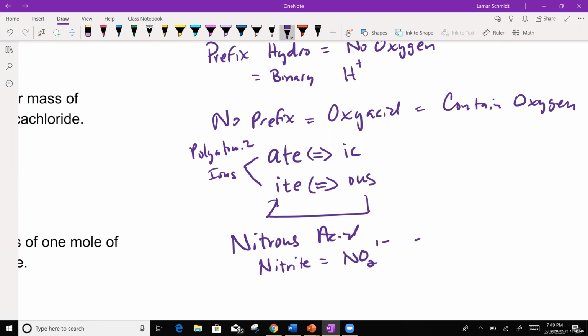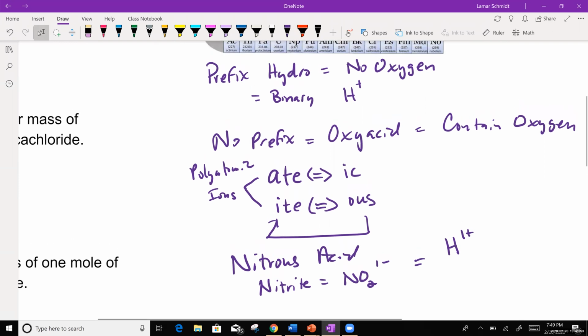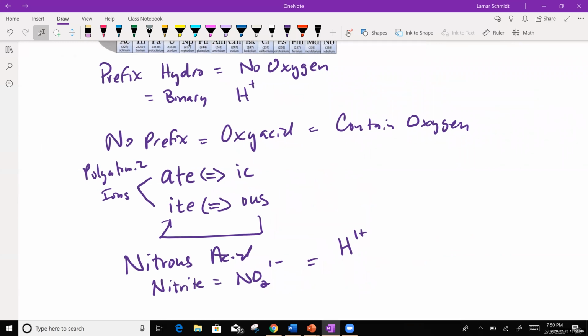One thing you should also know is that all acids contain hydrogen. Acids with the prefix hydro contain hydrogen. Acids without the prefix hydro contain hydrogen. All acids contain hydrogen. So you have hydrogen along with the nitrite ion, and you see the sum of the charges equals 0. 1 plus -1 gives you a charge of 0. So you just rewrite that.